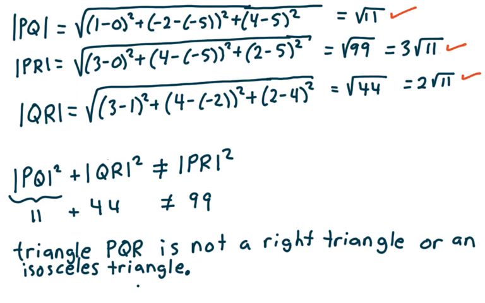Now, if you notice, if I take the length of PQ squared plus the length of QR squared, that does not equal the length of PR squared. So you notice 11 plus 44 does not equal 99. So triangle PQR is not a right triangle, and it's not an isosceles triangle either because 2 of the sides are not the same. So that's example 1. And it's right out of the Stewart calculus textbook, by the way.